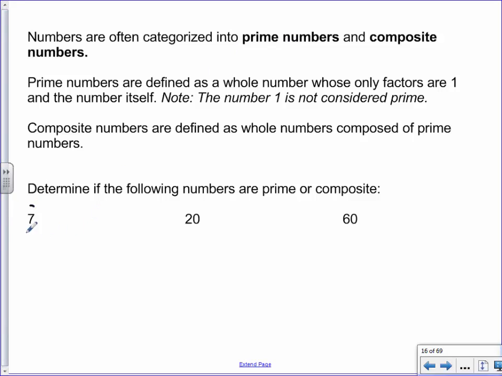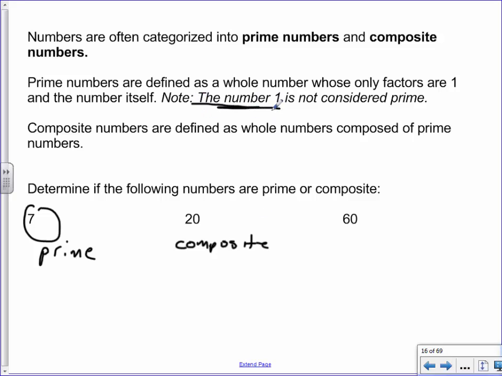For example, the number 7 here, this one's prime. Because what were the factors of 7? 1 and 7, yeah. 20 though is considered composite, because it's made up of more than just 1 and itself. You guys heard those words before? Just a refresher on vocabulary.